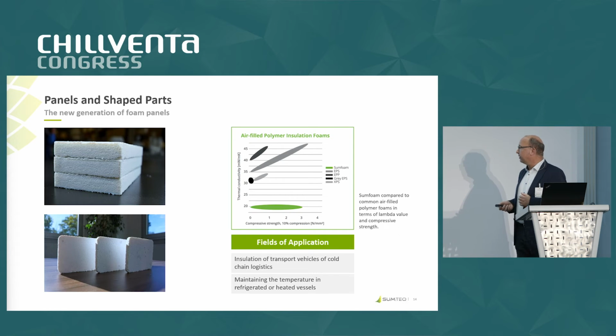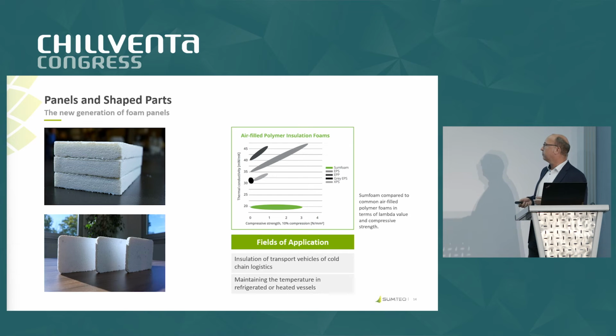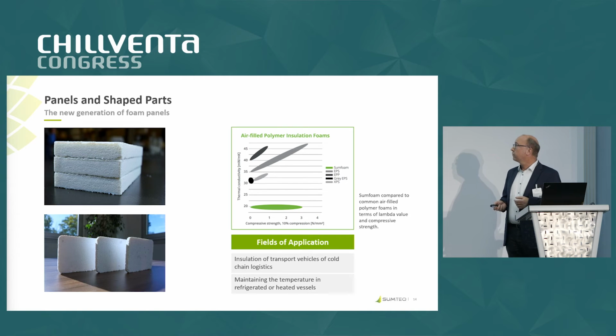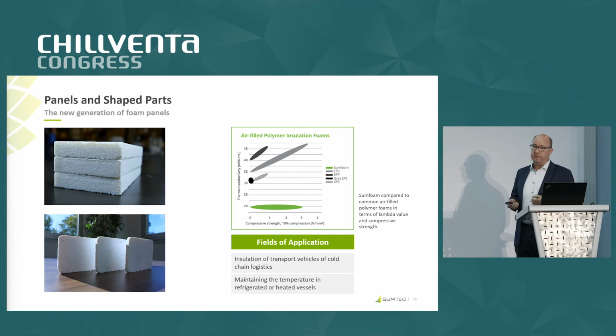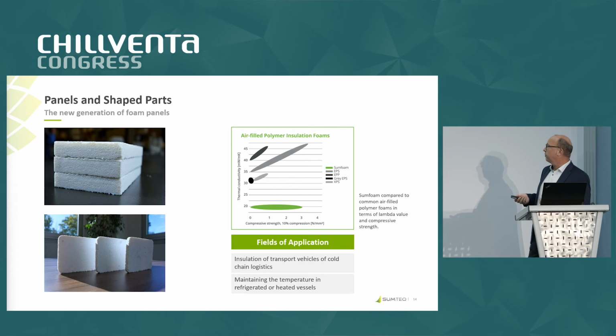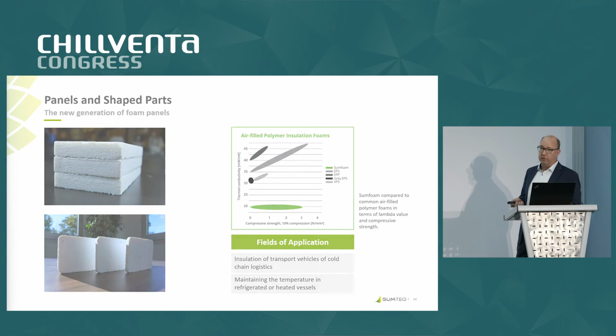The fields of application are, for instance, insulation for transport vehicles of cold chain logistics and also maintaining the temperatures in refrigerated or heated vessels. Another thing is the pour-in insulation, blow-in insulation, depending on if you need pressure or if you can have a loose filling. The material reaches a lambda value of below 25.